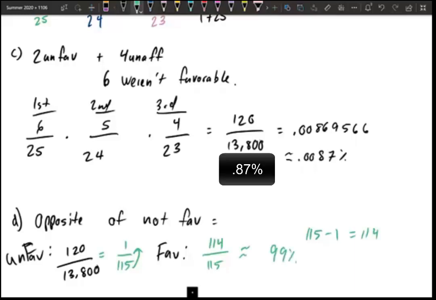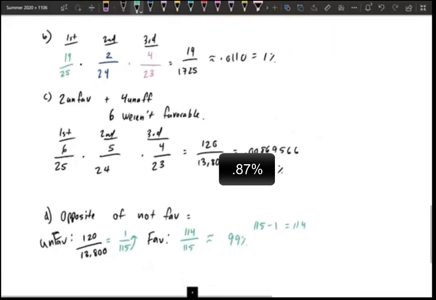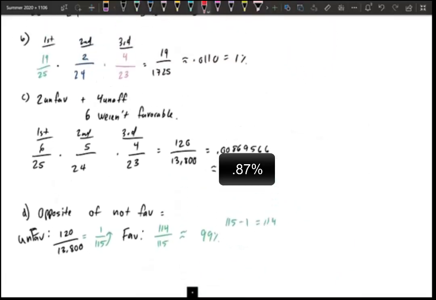But doesn't that make sense though? Because wasn't it about 1%? This is from part C. And isn't that about 1%? About, right? So that means about 99% reacted favorably, because it's the opposite.